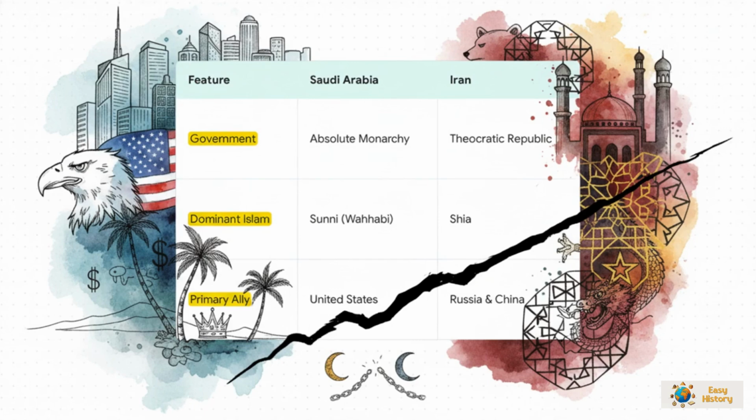It really brings their differences into sharp focus. Saudi Arabia, an absolute monarchy built on a really strict conservative form of Sunni Islam called Wahhabism, and its main ally is the United States. Iran is its polar opposite, a theocratic republic, the leader of Shia Islam, and it's allied with Russia and China. It's a rivalry built on opposing foundations in pretty much every single way you can imagine.